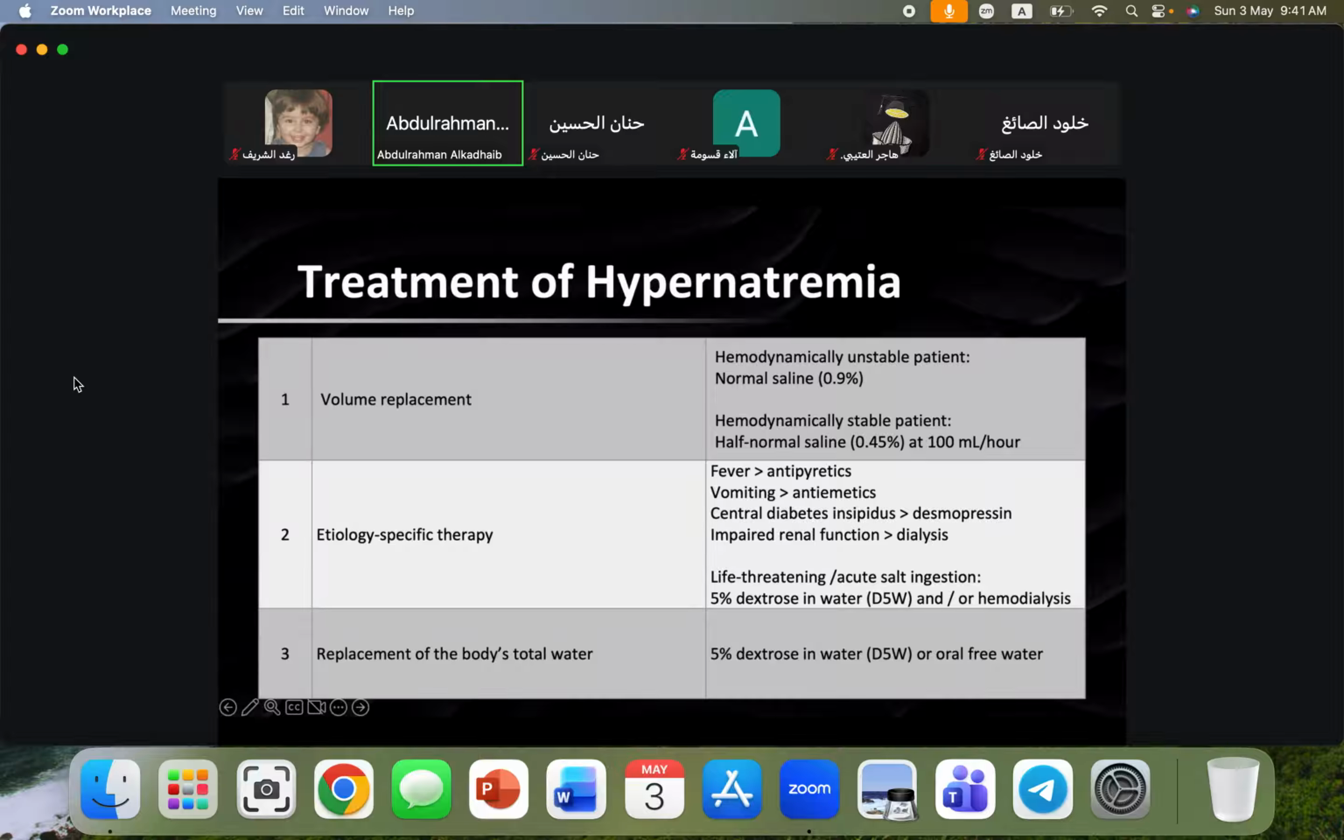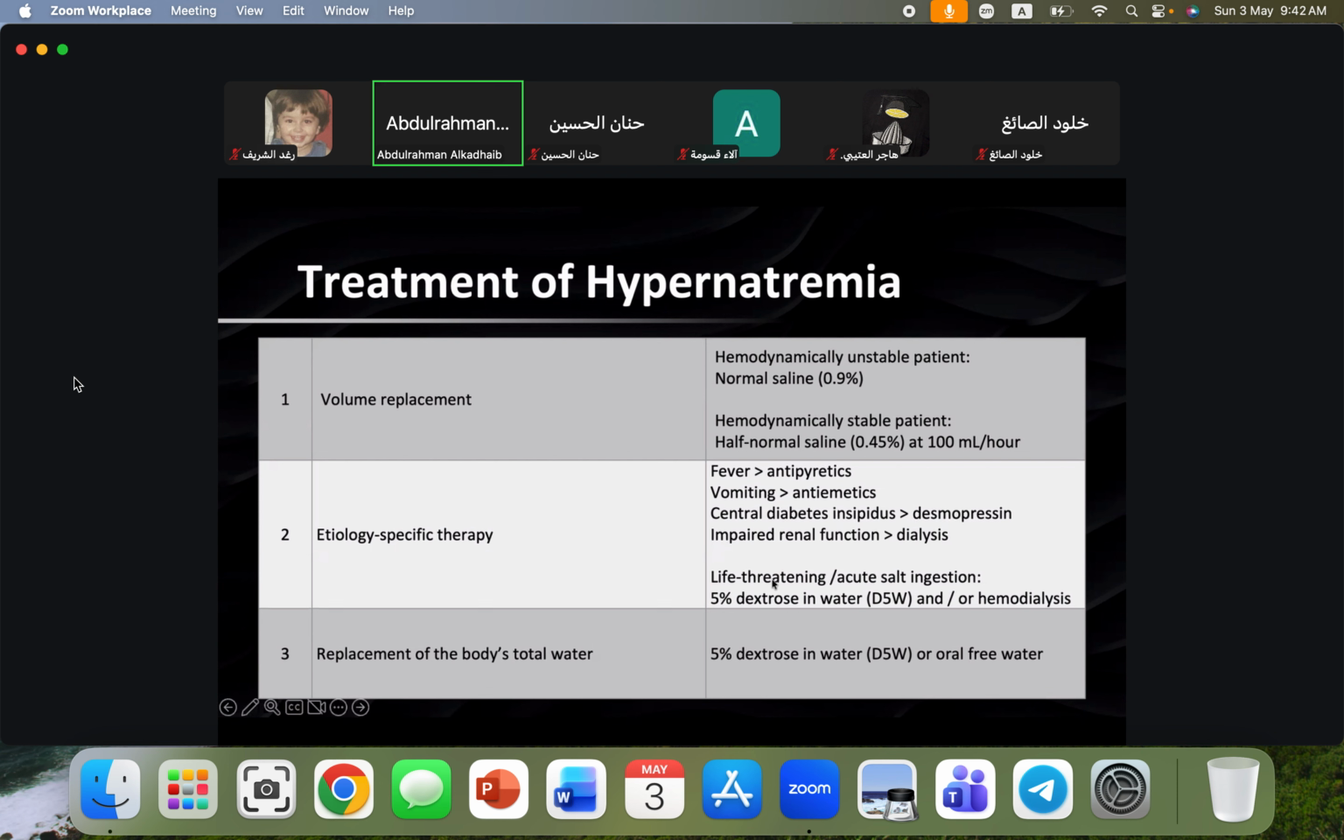So once we replace the volume in those patients, we should move on to the next step, which is basically treating the underlying cause. As we talked earlier in the hypernatremia, we can use antiemetics for patients with vomiting, or antipyretics for patients with fever. In cases of central diabetes insipidus, which may cause euvolemic hypernatremia, we may use desmopressin, which is basically a medication that will increase the ADH and reverse the central diabetes insipidus. In cases of impaired renal function, we may also go for dialysis.